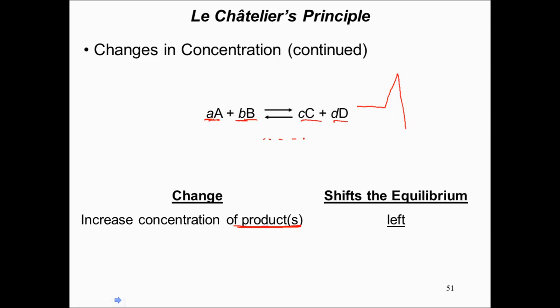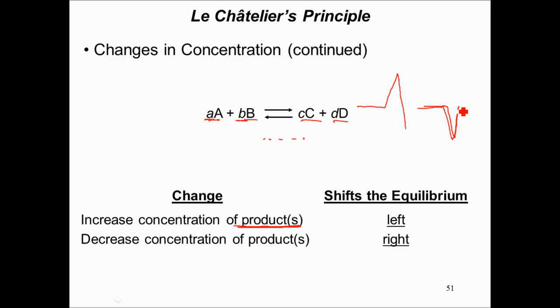You will shift your equilibrium to the left. What if you remove your products? So do the same diagram, but now go down. This is this applied stress. The system will try to offset that stress by increasing the production of the products. So decrease the concentration of the products, and it will try to shift to make more product. So your equilibrium will shift to the right.